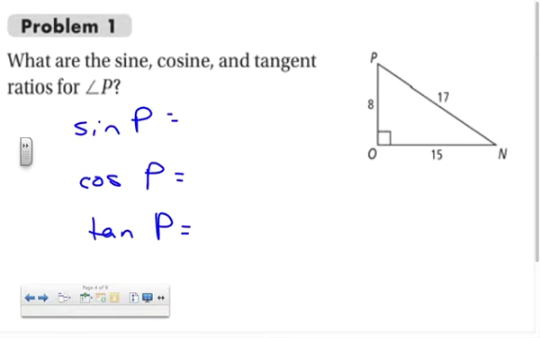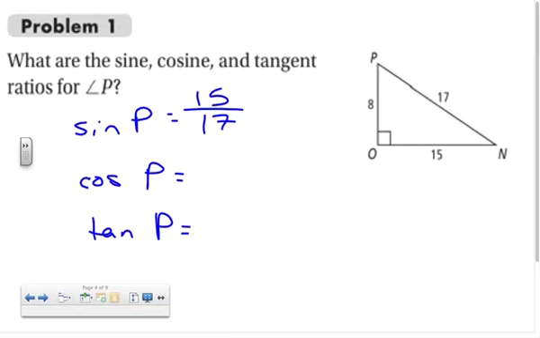So the definition of sine is side opposite over hypotenuse. So looking at angle P, what is the side opposite angle P? The 15. So 15 over, what is the length of the hypotenuse? 17. There's the sine of P.